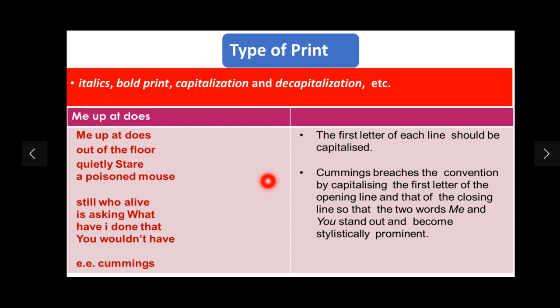So this all happens at graphological level, where you can find unexpected capitalization. And perhaps the E coming capitalize me and you, because the poet might want to convey a special idea in these two lines. Me up and it does, and you wouldn't have. So he's telling himself and then he's telling you.